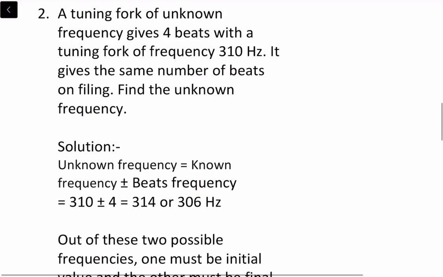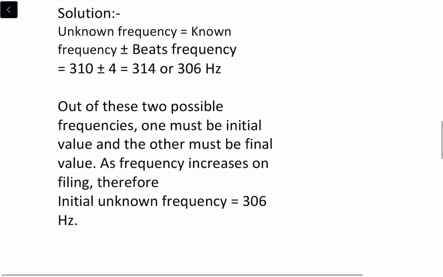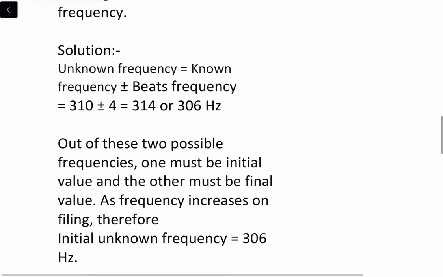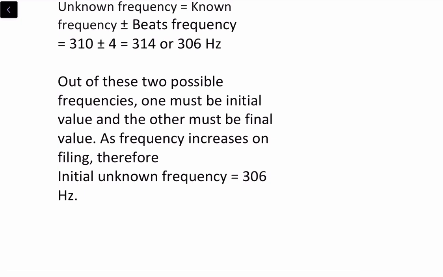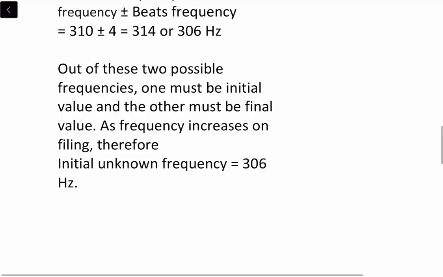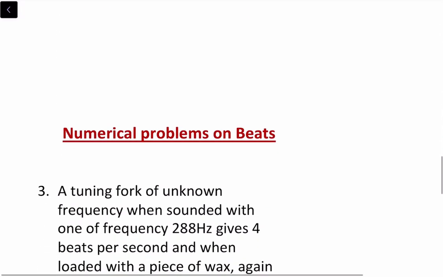In such problems, what to do? Same thing: unknown frequency is equal to known frequency plus or minus beat frequency, that is 310 plus or minus 4, which gives 314 hertz or 306. Now, as I told you in the beginning, out of these two possible frequencies, one must be the initial value and the other must be the final value. As frequency increases on filing, the initial unknown frequency must be 306, because after filing it must have gone to 314.